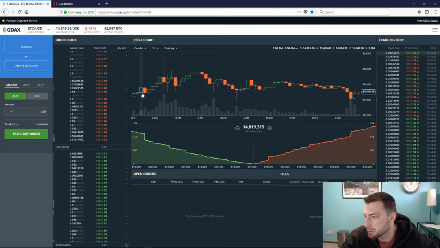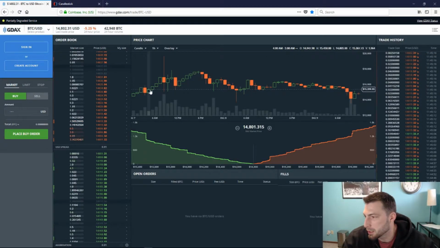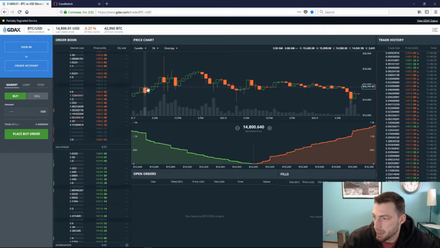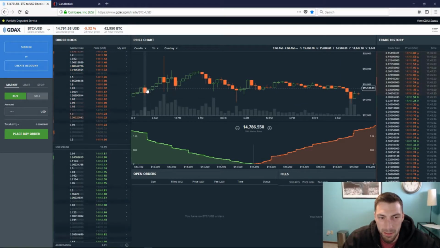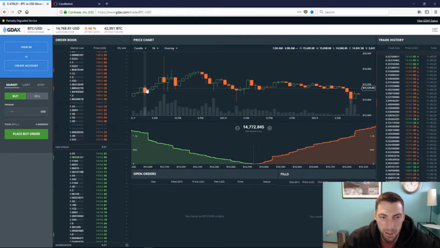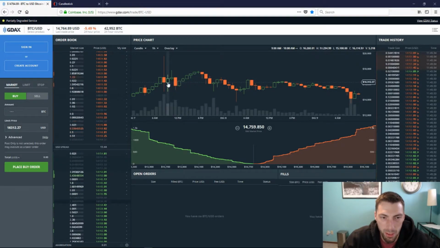Started here, ended here, started here, ended here, started here, ended here. And obviously, if it didn't end higher, it ended lower. And the red means that the price ended lower. So it started here, ended here, started here, ended here. This one's green. So it started here, ended here, started here, ended here.